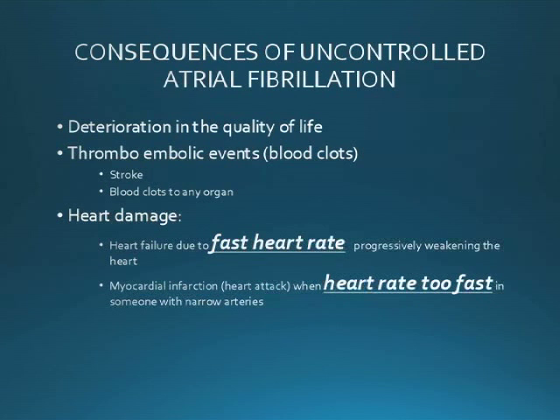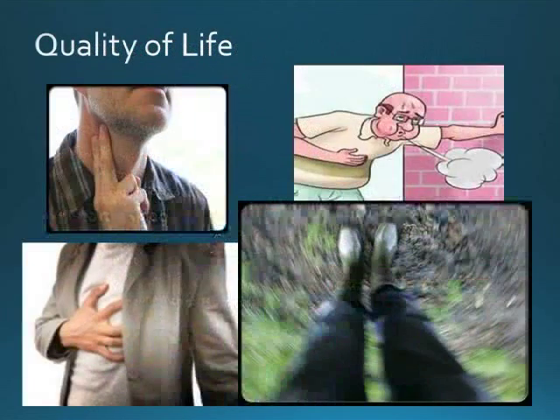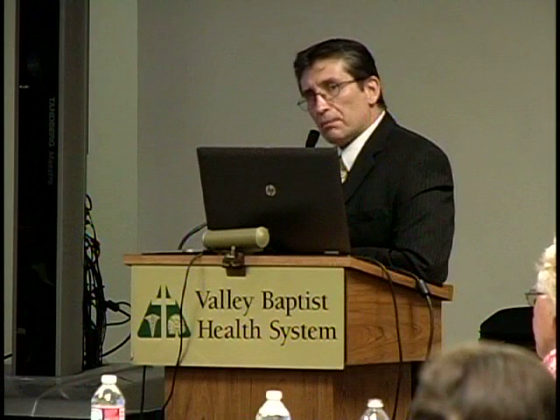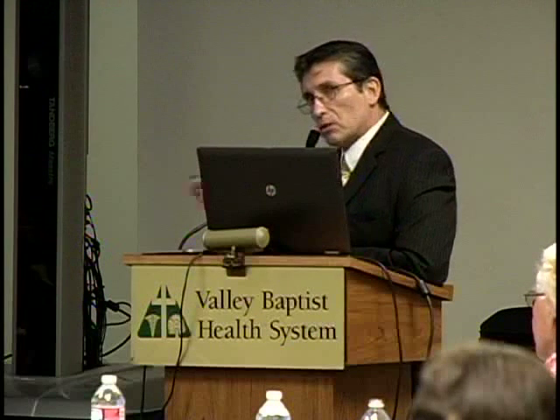The consequences of untreated or uncontrolled atrial fibrillation are several. The deterioration in the quality of life does not need too much explanation. It speaks clearly for itself. Thromboembolic events are a big and important part of what can happen with unattended atrial fibrillation and flutter. Thromboembolic means clots. Clots that may stay or may go elsewhere. When a clot goes elsewhere, it's called an embolus. When a clot is there, it's a clot, a thrombus. When it goes elsewhere, it's an embolus, thromboembolic disease.